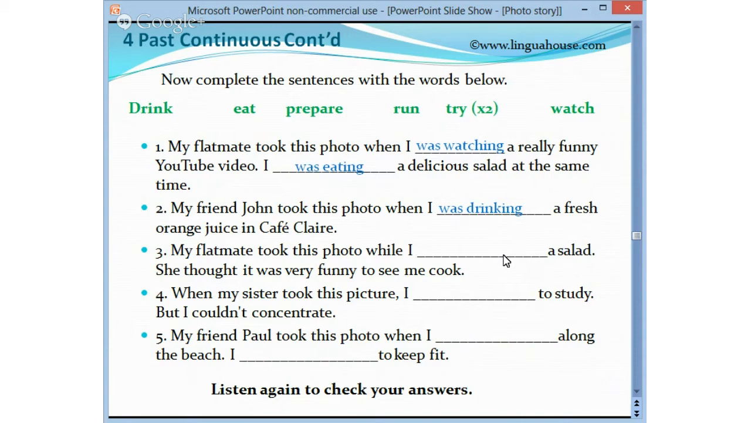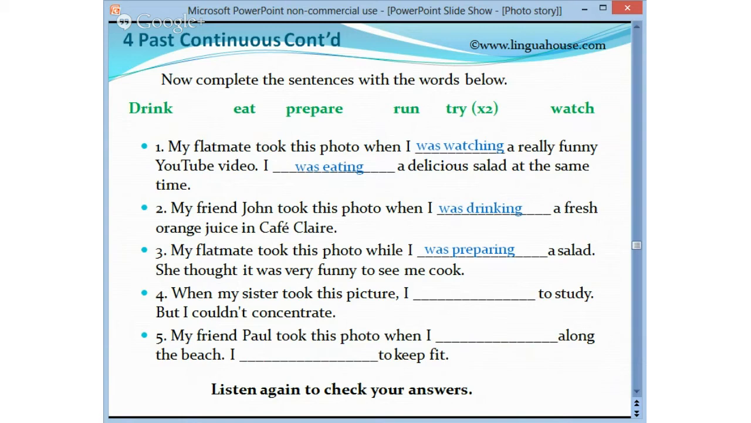Try. No, not trying. What do you do when you are making a salad? What is another word to make? It has to be one of these words in green at the top of the page. Which one? Can somebody help him? Prepare. I was preparing a salad. Good. All right. Luis? Number 4.